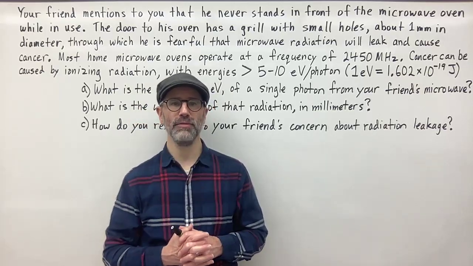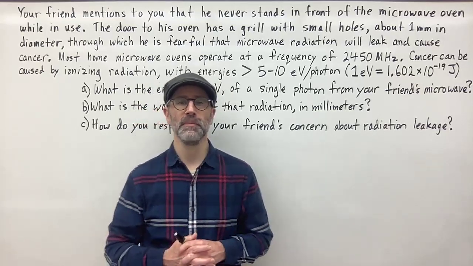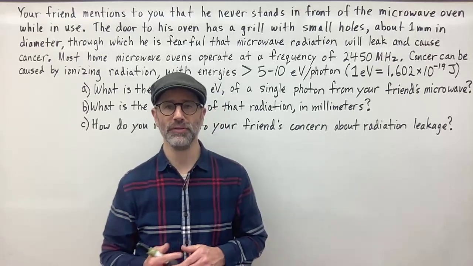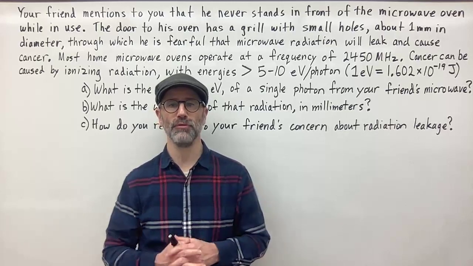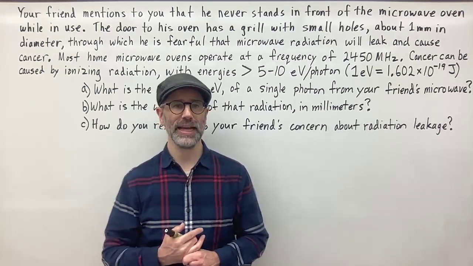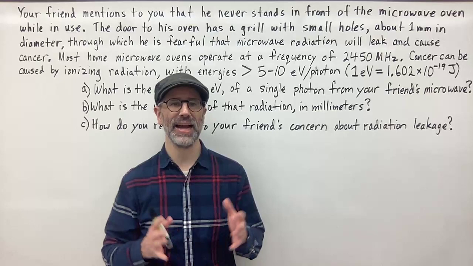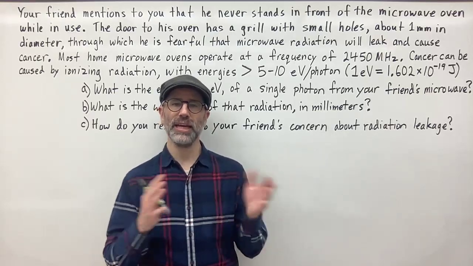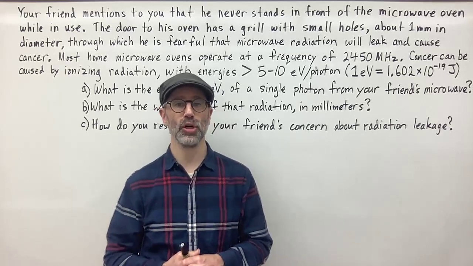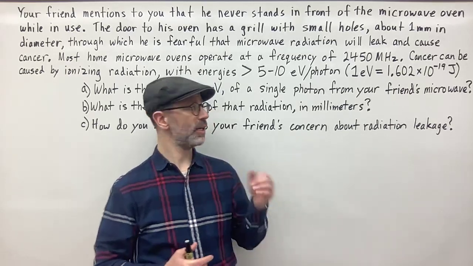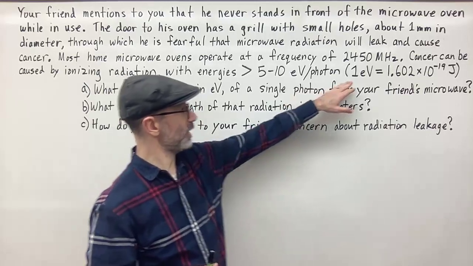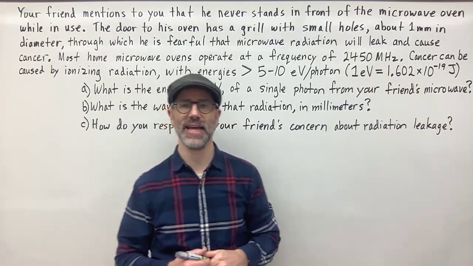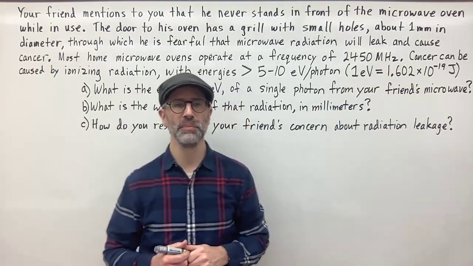Most home microwave ovens operate at a frequency of 2450 megahertz. Cancer can be caused by ionizing radiation with energies greater than between 5 and 10 electron volts per photon. And just to let you know, 1 electron volt is equal to 1.602 times 10 to the negative 19 joules.